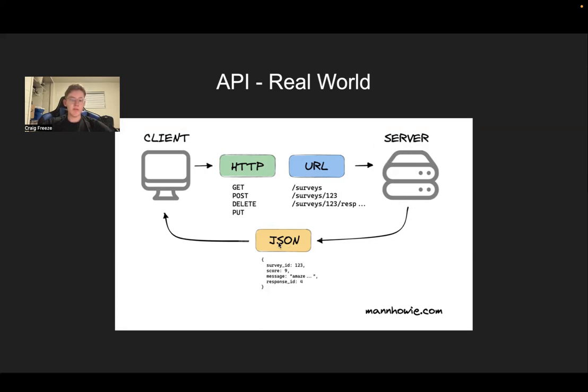So the new standard for most of what they'd call REST APIs is JSON. And so JSON is a JavaScript data type for storing information, right?